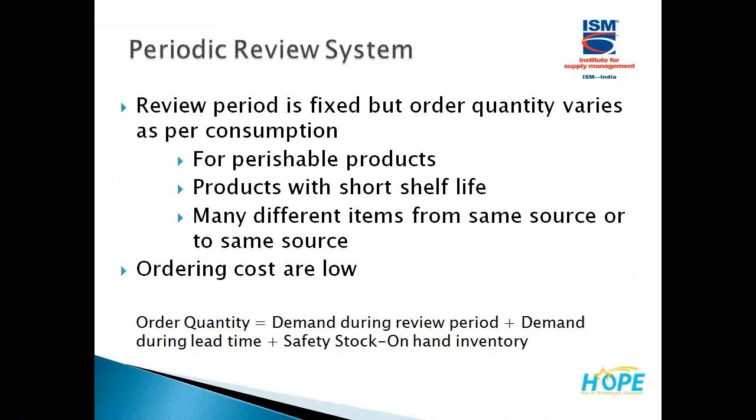So here the formula is very simple. Order quantity is equal to demand during the review period plus demand during the lead time plus safety stock, and from this you remove the on-hand inventory. That quantity is the order quantity you have to place.